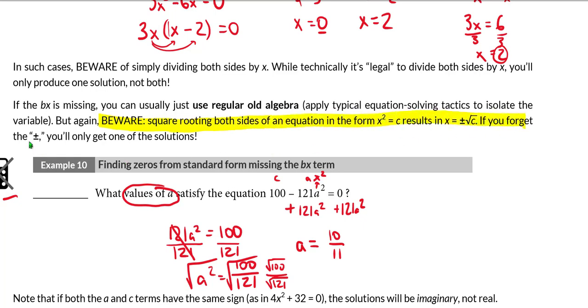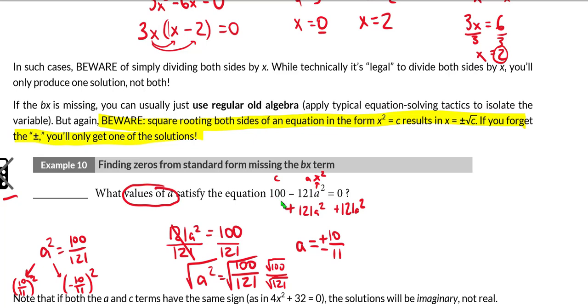Now, by far, the most important thing that you need to keep in mind on these questions, I'm going to go ahead and highlight this. When you square root a squared variable, you do have to account for both the positive and the negative solution, because both positive 10 over 11 and negative 10 over 11 when squared will give you 100 over 121. So when we write a squared equals 100 over 121, we have to account for the fact that 10 over 11 squared will give us 100 over 121, and negative 10 over 11 squared will also give us that positive 100 over 121.